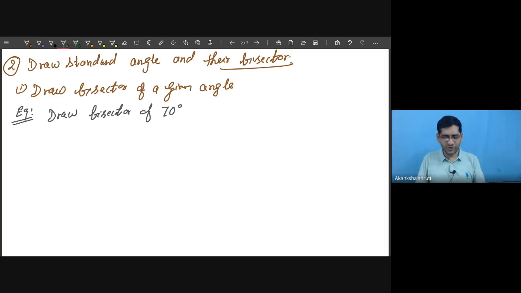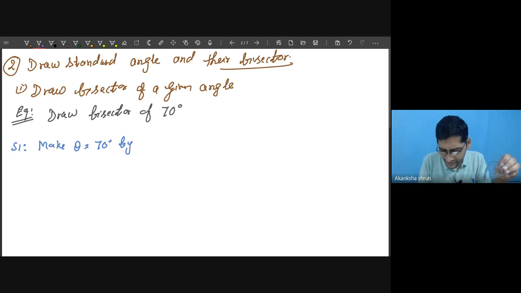So 70 degree has to be drawn with the help of which one? It is called a protractor. So make theta equal to 70 degree by the protractor. Because with the help of compass we cannot draw this 70 degree, or even if we can, it is quite difficult. So first we have to make 70 degree.